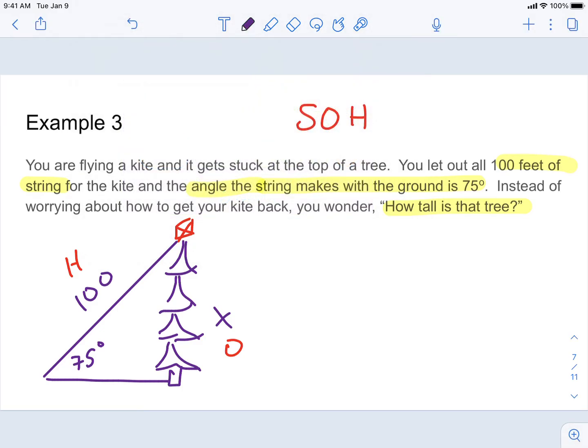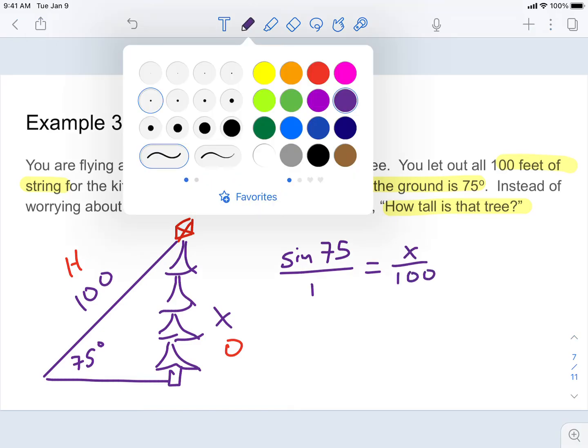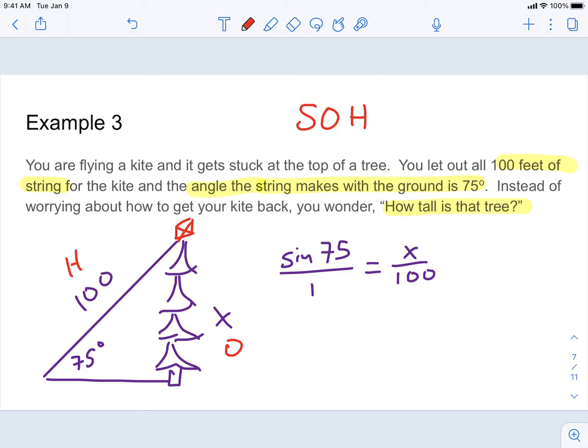Now this one's not going to be inverse trig like the other ones. So if you have my class, I like to do my ratios like that. Sine of 75 over 1 when I'm solving for a side rather than an angle. And it's opposite over hypotenuse. The reason I like to put it over 1 is then it sets up nicely for cross multiplication. Now on one side I have x times 1, so that's just x. And then the other side is 100 times sine of 75.